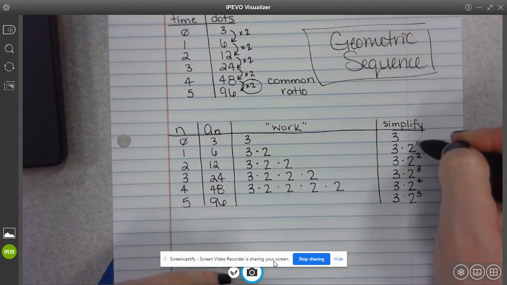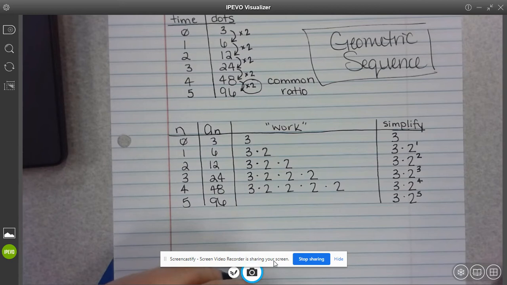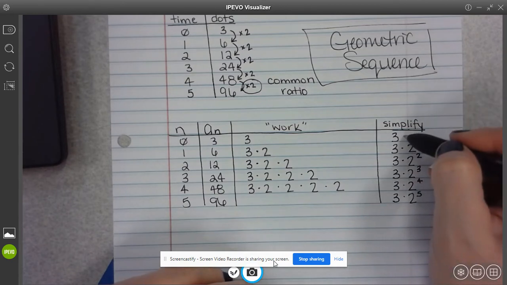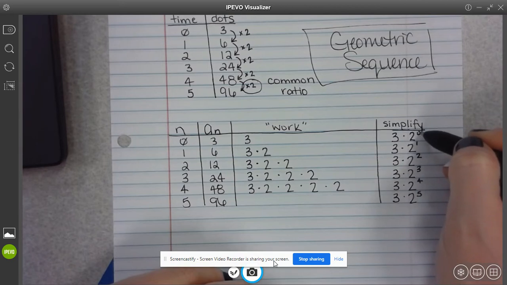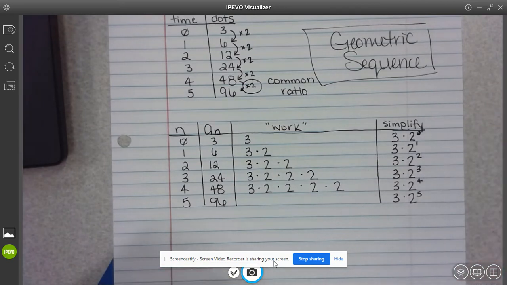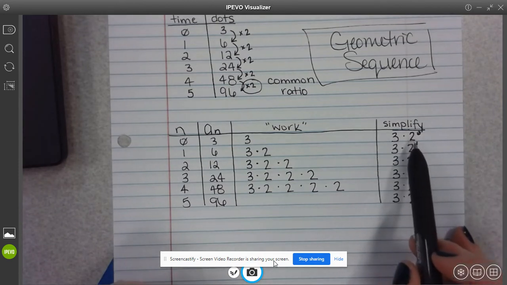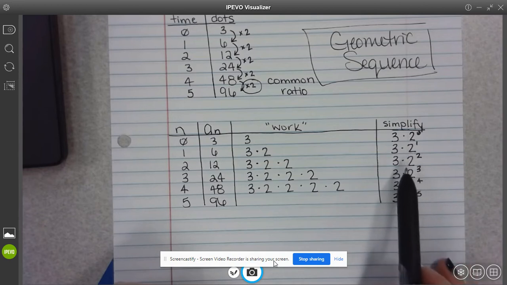Technically, this is 2 to the 1st. And if I went back here, this would be 2 to the power of 0, which remember from our exponent rules is 1. So this would be 3 times 1. This would be 3 times 2. This would be 3 times 2 squared, which is 4.